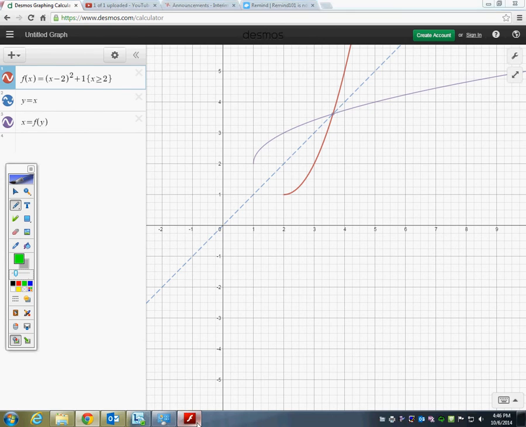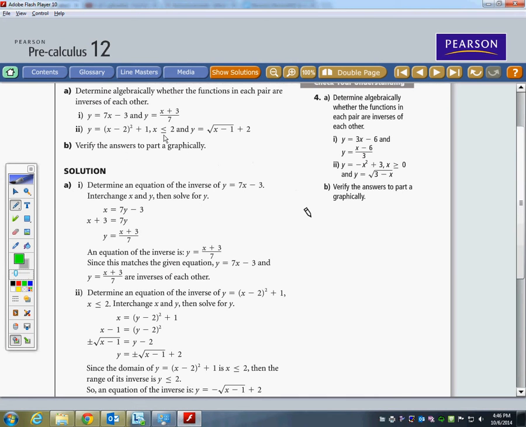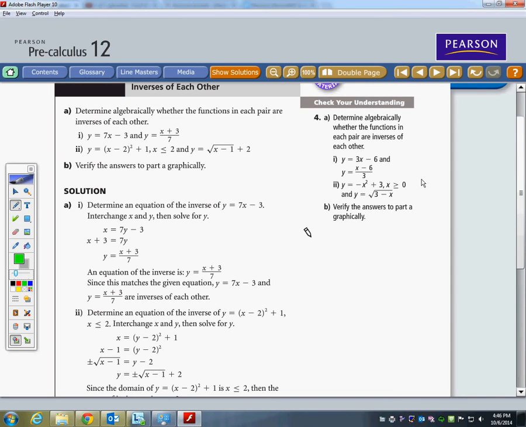So going back and looking at the question, here they made x the smaller version, so this would have to have a minus to make it work. So these are not going to be inverses of each other. They would be an inverse if we put a minus here instead, or if we change this to the greater than or equal to 2. So I'd like you to try the check your understanding for question number 4.